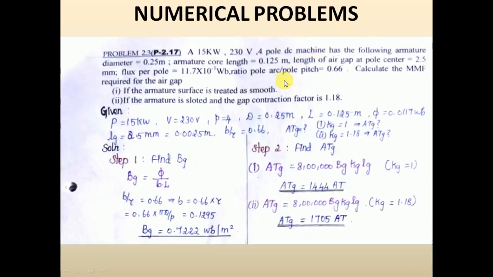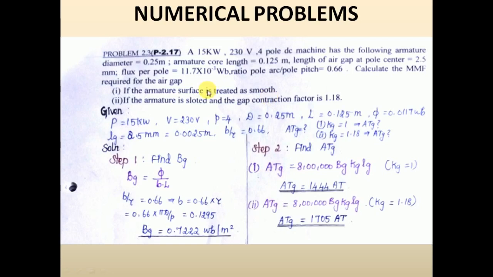This is another problem to calculate the MMF. Here the two conditions are there. One is the armature is smooth. In the case of smooth armature, the magnitude of Kg is 1 and you have to find the required MMF when the armature is slotted and the gap contraction factor is also given. In this problem also, if you analyze the question, you will be able to see this is actually the salient pole machine because the ratio of pole arc to pole pitch is given here.